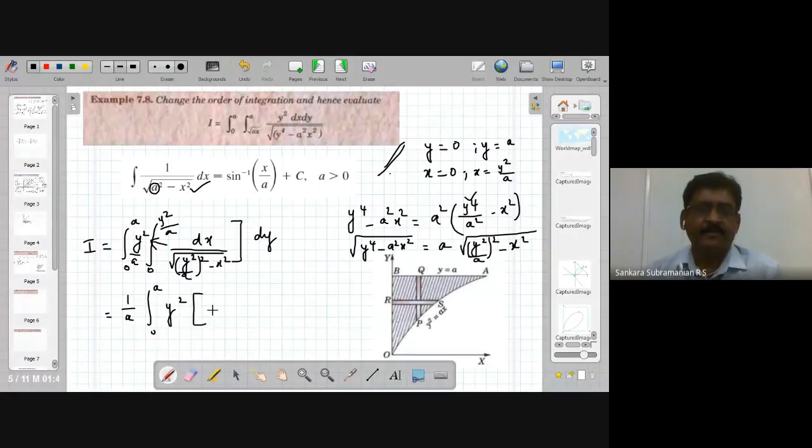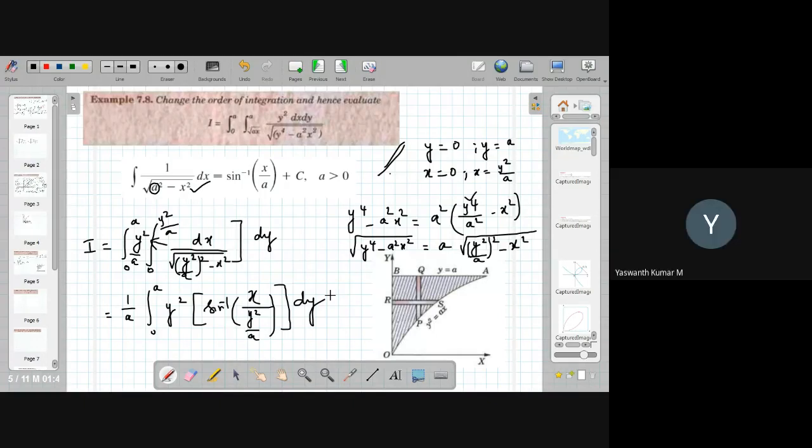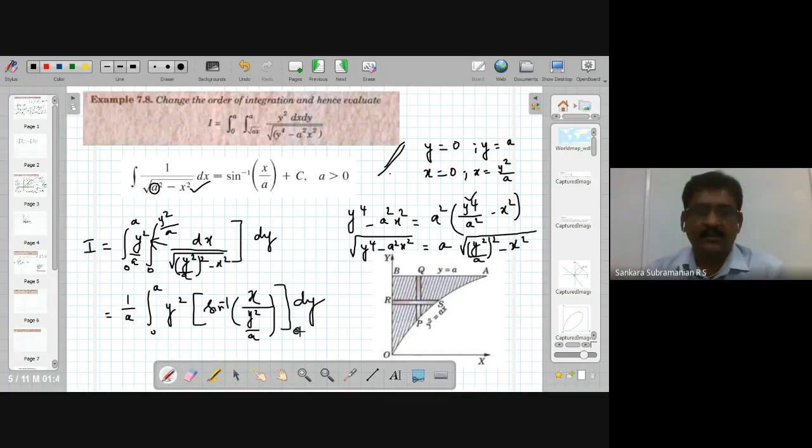After integration, this is sin inverse of x by a. Here a is y square by a. No plus constant is needed here. Okay, and dy is waiting for its integration. Sir, the limit, sir? Yes, you have to go for 0 to y square by a. Putting the upper limit, y square by a cancels and sin inverse 1 comes. Yes sir.